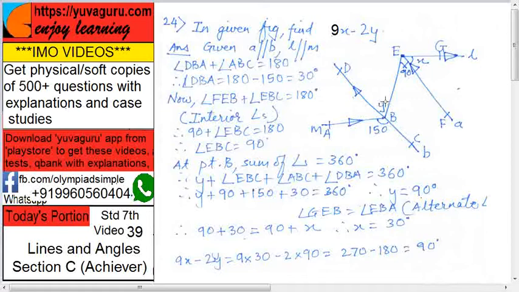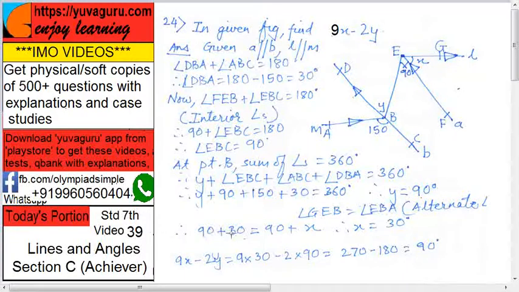As I have told you, EBC plus y equals 180. So y equals 90. We got y as 90 now. Now GEB equals EBA. Why? Because these are alternate angles. They form the Z and these lines are parallel. So alternate angles are equal.